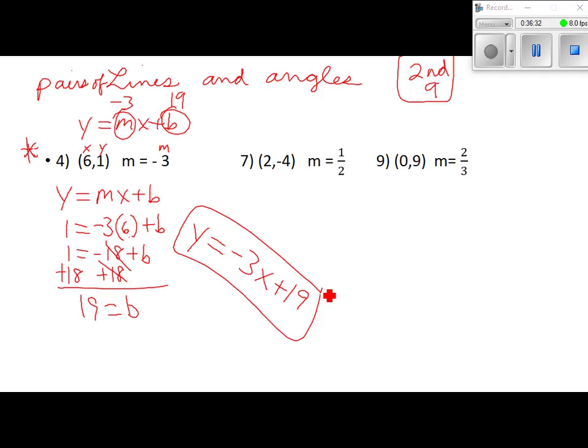Are there other ways you could have found B? Yes. Yeah, you could have graphed. I probably wouldn't want to graph on this one because if it crosses the y-axis at 19, it's probably going to go off your graph, isn't it? Because usually our graphs aren't that big. You could have also used point slope form instead of y equals mx plus b and written an equation for it.